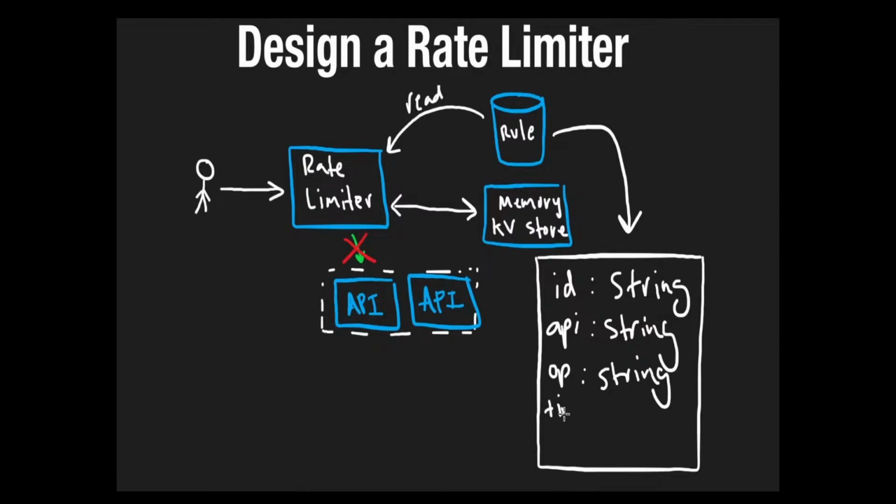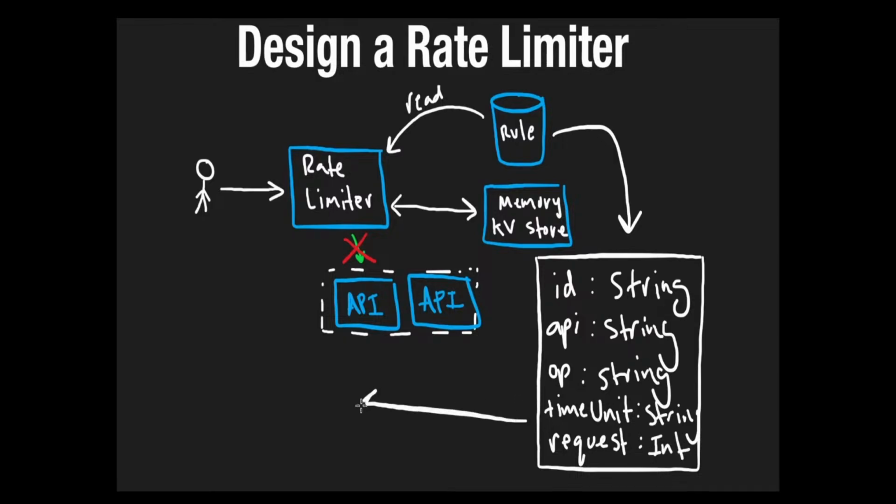We would also, of course, want to store the time unit that this corresponds to. Could be a minute, a second, an hour. Depending on how we implement this, we could also store this as a string, and the rate limiter will be the one responsible for interpreting that string, deciding is it a second, a minute, and all that. And we will also want to store the number of requests allowed. So that will likely be an integer.